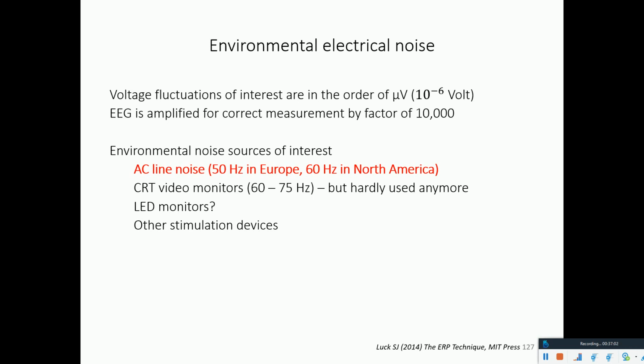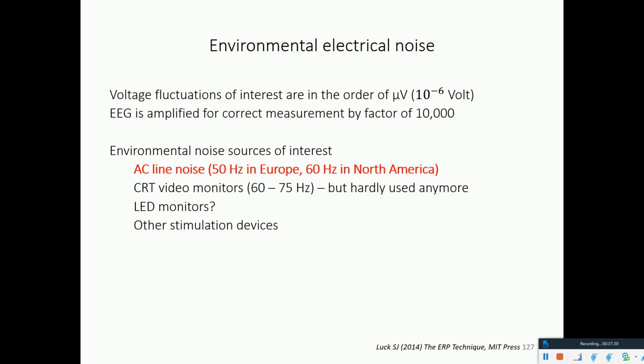The good thing about the line noise, the alternating current noise which just comes out of the power sockets, is that it's very well described. It has a 50 Hertz frequency in Europe and a 60 Hertz frequency in North America. So in papers you always see that they filtered out 50 Hertz or 60 Hertz based on where they are. That's something that can be well dealt with.